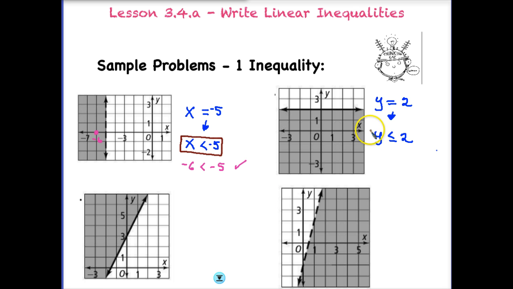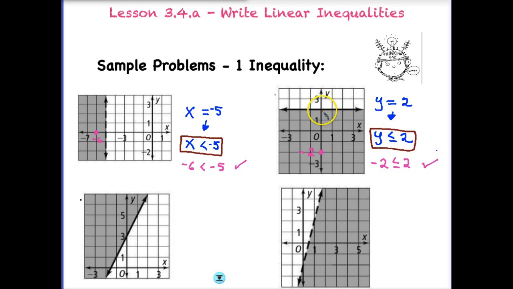But once again, let's pick a point, plug it in, and test it to make sure that this is in fact correct. So let's go ahead and pick this point right here. It's in my shaded area, so it should be true in this equation. Well, that point is a -2, so let's plug that in. I would get -2 is less than or equal to 2. And that, in fact, is true.